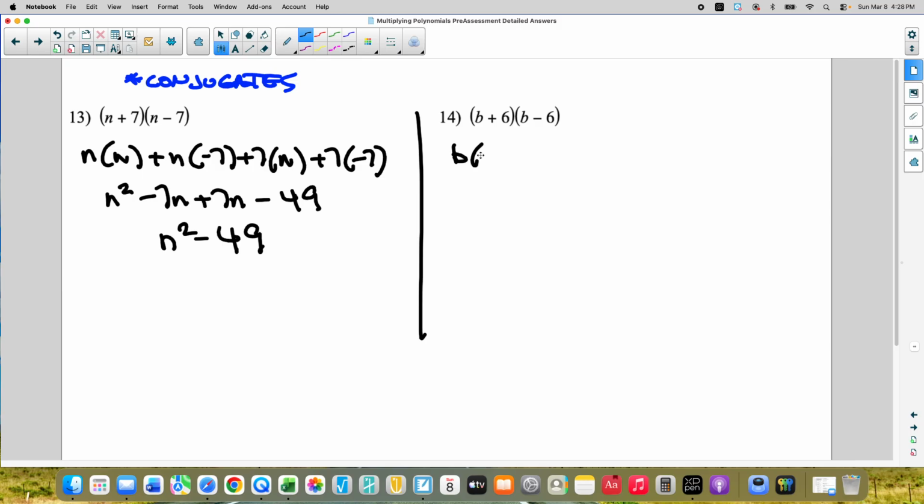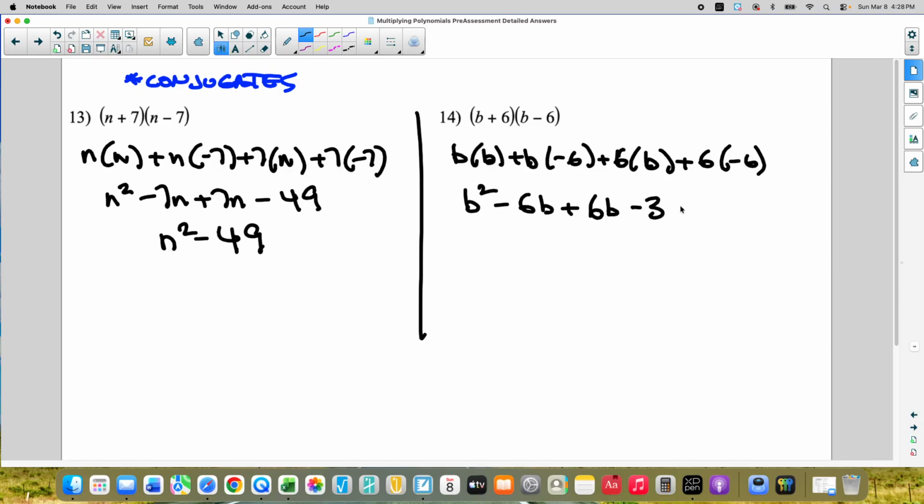So we have b times b plus b times negative 6 plus 6 times b plus 6 times negative 6. 6 and b are not good to be together because my b's look like my 6's and my 6's look like b's. So make sure you're keeping track of that. That's supposed to look like a 6. That's going to give me b squared minus 6b plus 6b minus 36. My outside and inside cancel, leaving me with b squared minus 36.